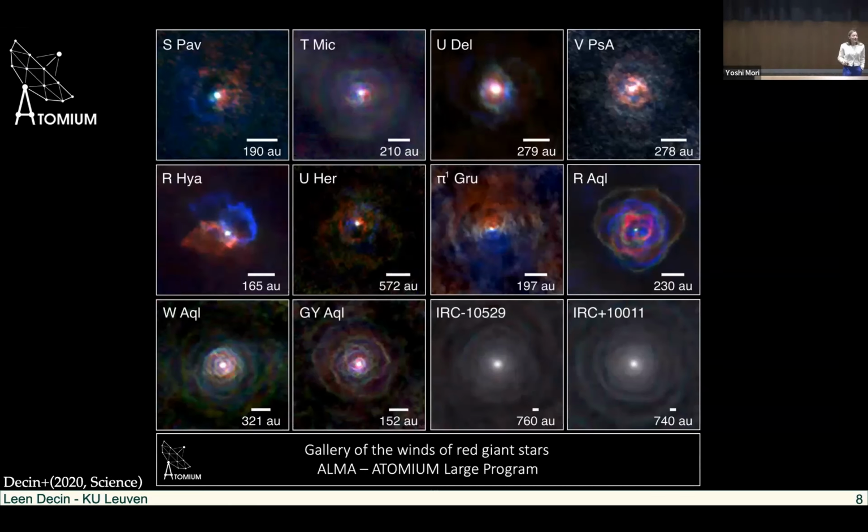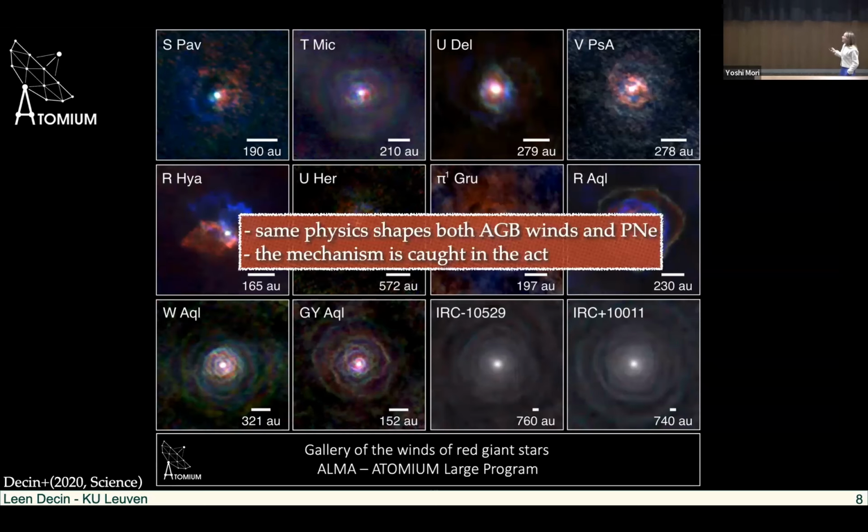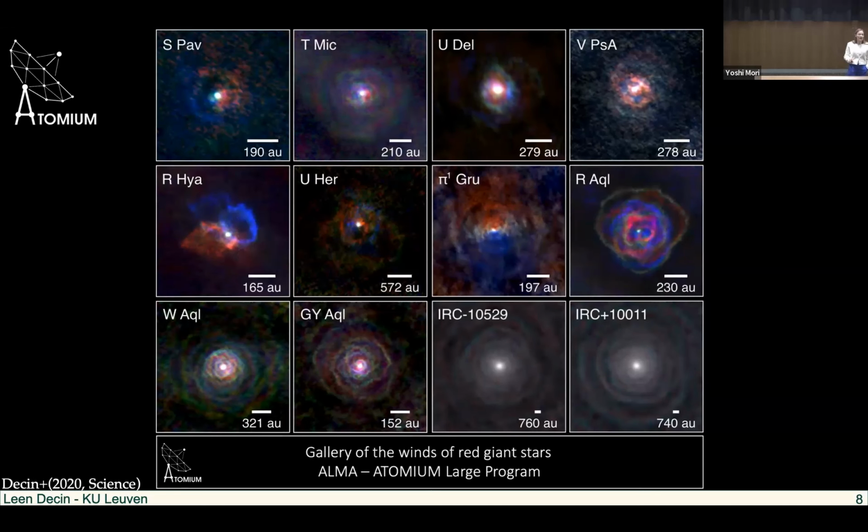This is the Atomium postcard we have been making. None of them shows us nicely spherical symmetry. Sometimes overall you have it, but you have these complexities in arc-like structures, bipolar-like structures. These are weaker spiral-like structures, but they are there. By the way, remember, I come back to that one. We have seen that it is the same physics that is causing both AGB winds and planetary nebulae to be not spherically symmetric. And when looking at these AGB stars, we have caught the mechanism in the act.